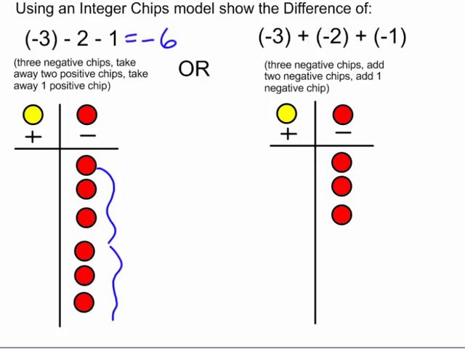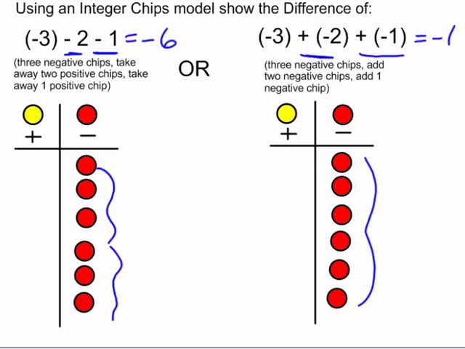If we look at the right-hand side, this is where I'm going to implement the big idea. Instead of subtracting a positive, I might write that as adding a negative. So I'm going to start with negative 3, and then I'm going to add 2 negative chips to this problem. And then again, with the subtracting 1, I could rewrite that as adding a negative 1. So if I add 1 more negative chip, we get to see again that we have the same answer of negative 6.